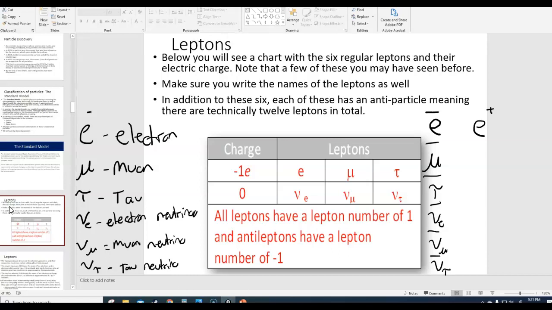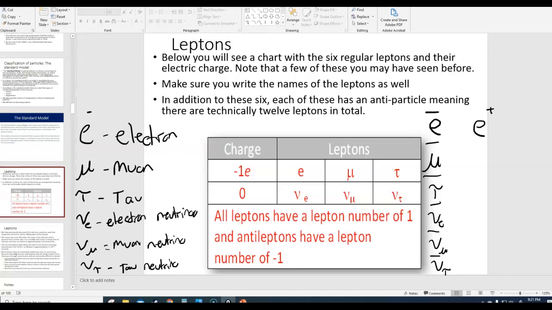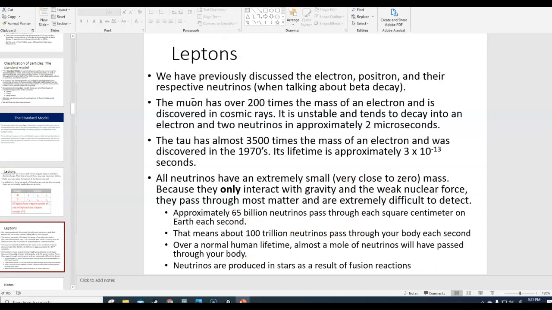So some fun facts about the leptons. I'm going to erase this. Of course the ones we've talked about before are the electron, the anti-electron, that is the positron, and we've also talked about their respective neutrinos when we talked about beta decay. We've actually seen the electron neutrino and the electron antineutrino before, because those have to be included in both beta plus and beta minus decay. And actually we'll see in the next few minutes why they have to be included in beta plus and beta minus decay.